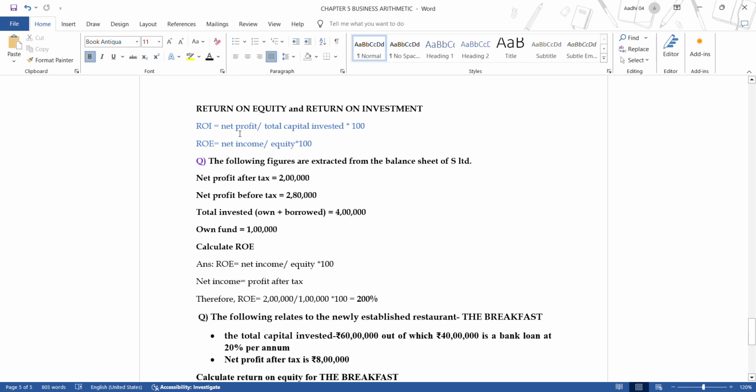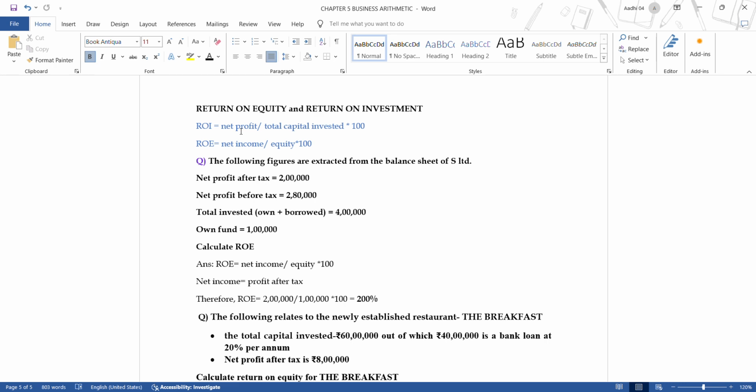Why we are using net profit after tax is because ROI aims to measure the overall profitability of investment that considers all the expenses including the taxes. By using the net profit after tax, you get a clear picture of the actual return generated by the investment. So that is why net profit after tax is being considered.